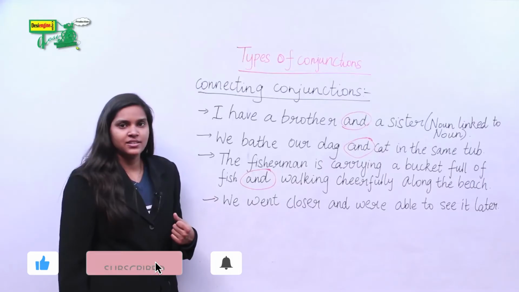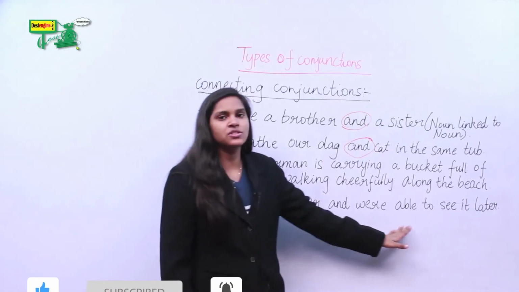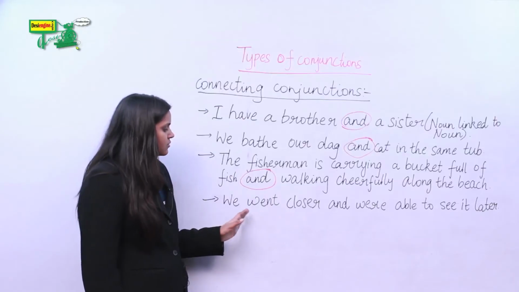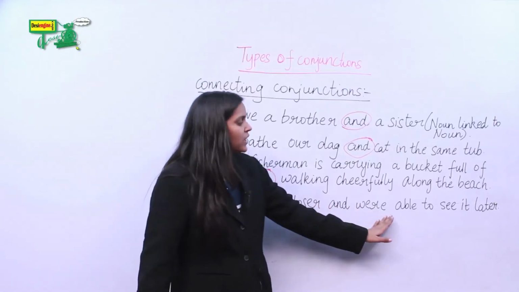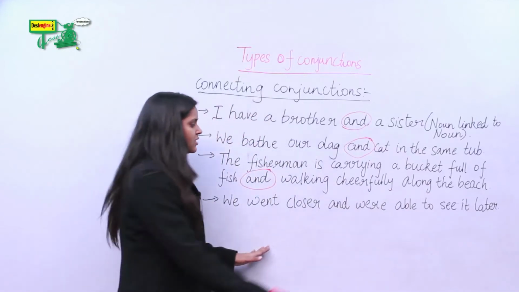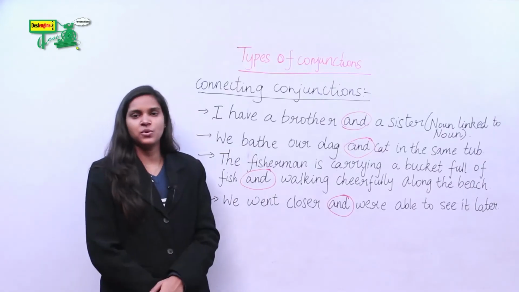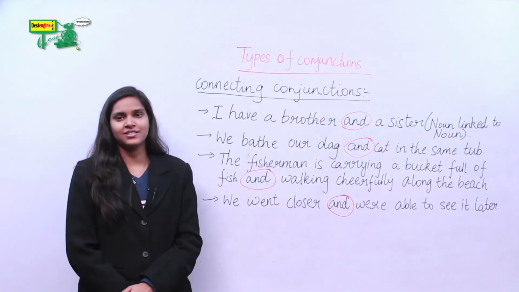Let's take another example. We went closer and were able to see it later. Here the clauses we went closer, were able to see it later is joined by the connecting conjunction and. So today we learnt about the different kinds of conjunctions. Meet you again in the next class.